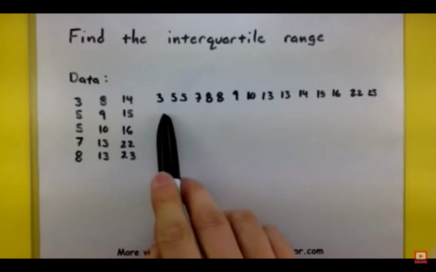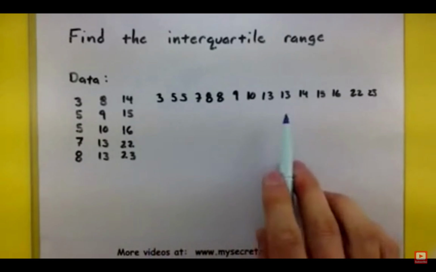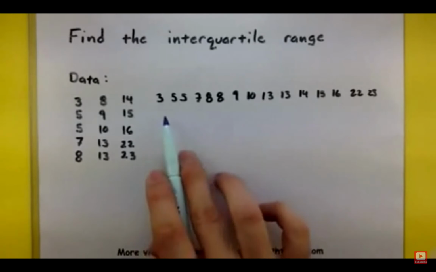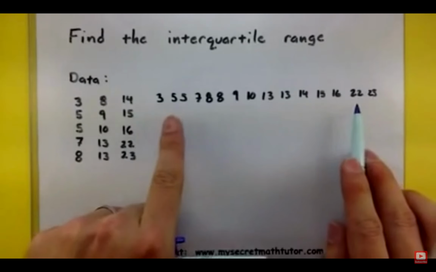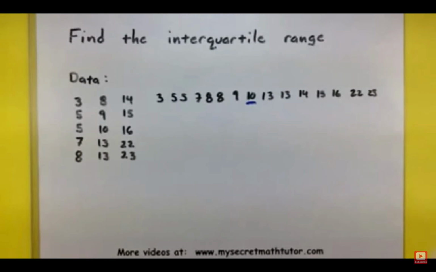Now you'll notice that I have an odd number of data points. This actually makes a little bit of a difference. It means that when I go to find the median of the upper half and the median of the lower half, I first have to find the median of the entire set of data. So imagine working from both ends to find that middle point. And it looks like it's 10.